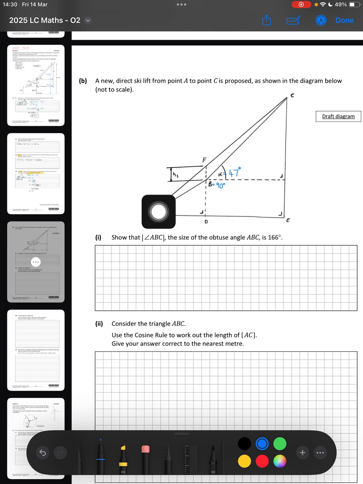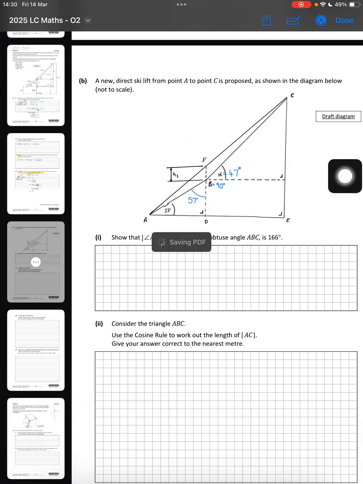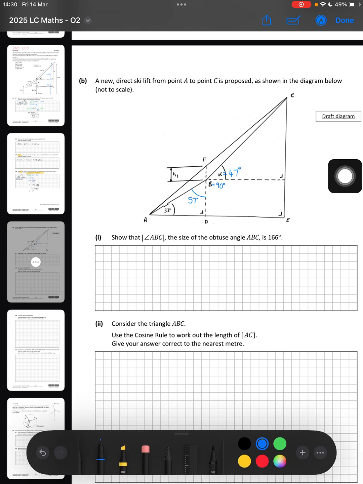This here was a right angle triangle, so 90, 33, which means that angle there is 180 minus 90 minus 33, so 57 degrees. Okay, and we need to figure out that one. So, I am going to write this out as an equation.